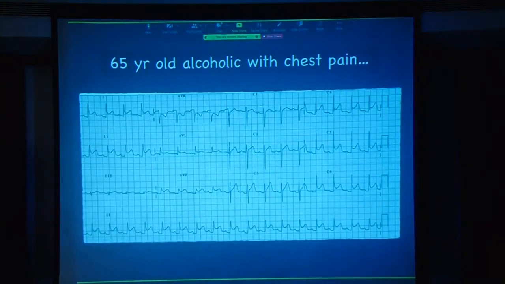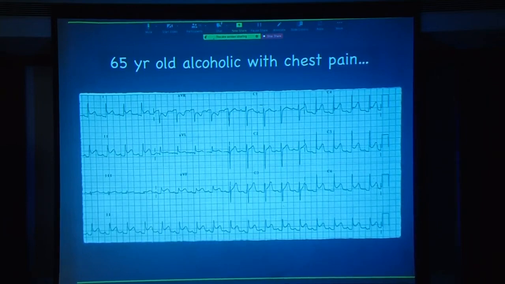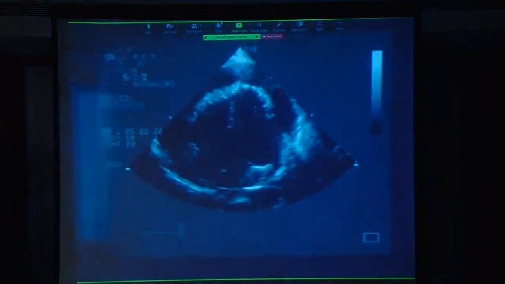Well, this was an alcoholic who was admitted with chest pain. You could see that there is ST elevation in V1, lead 1, AVL. You could see that there is ST elevation in 2, 3 and AVF. You could also see that there is ST elevation in V4, V5, V6. You could see that there is ST elevation in the majority of the leads. There is no significant ST depression. So you tend to see non-territorial ST elevations.